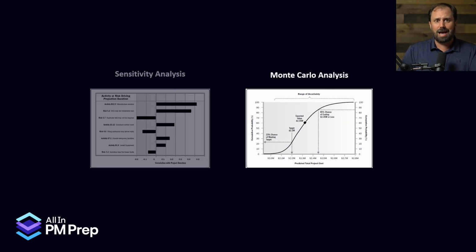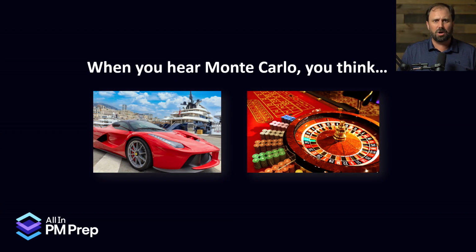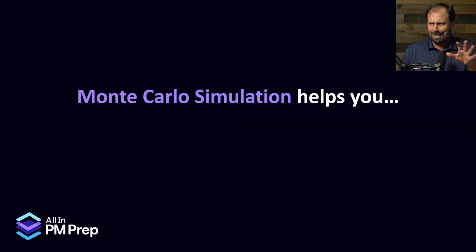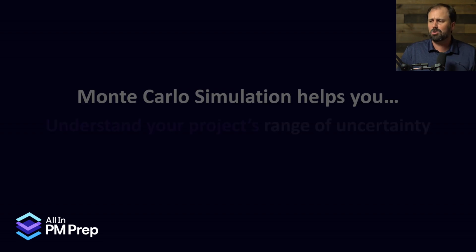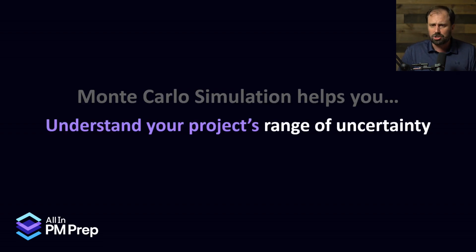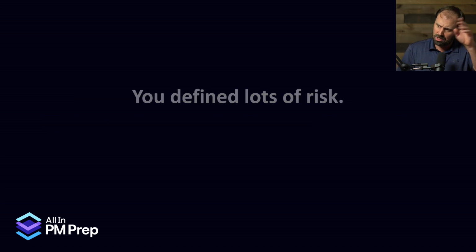All right. Now, Monte Carlo. If we want to understand the big picture for ginormous projects, we use Monte Carlo. And when I think about Monte Carlo, I think about fancy cars, James Bond, and gambling. And it's kind of like that. The Monte Carlo simulation helps you understand the range of uncertainty in your project due to risks. So let's see what that means.